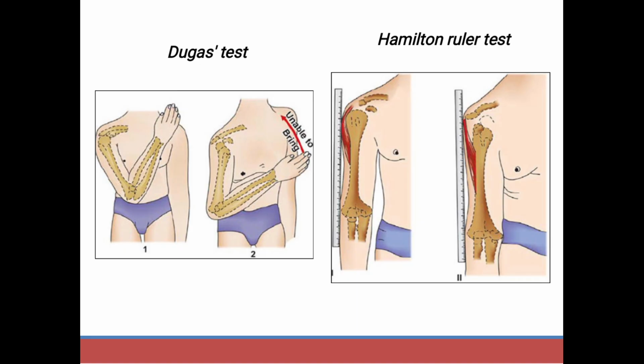The first figure shows the Dugas test, where patient is asked to bring one hand to the opposite shoulder, but if the patient is unable to touch the opposite shoulder, he may be having the dislocation of the shoulder. Second image shows the Hamilton ruler test, where the ruler touches the acromion process and the lateral condyle of the humerus simultaneously. So we can say that patient is suffering from dislocation of the shoulder.